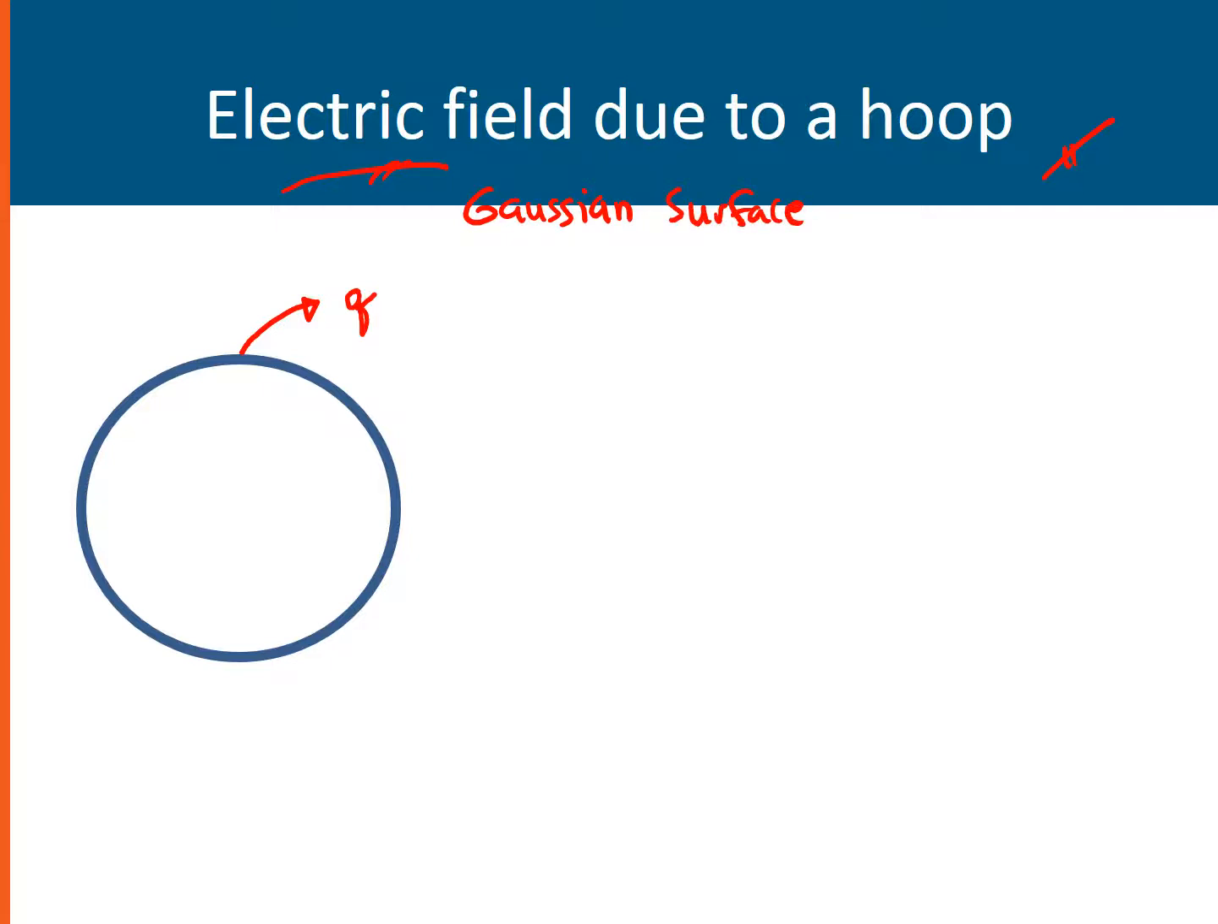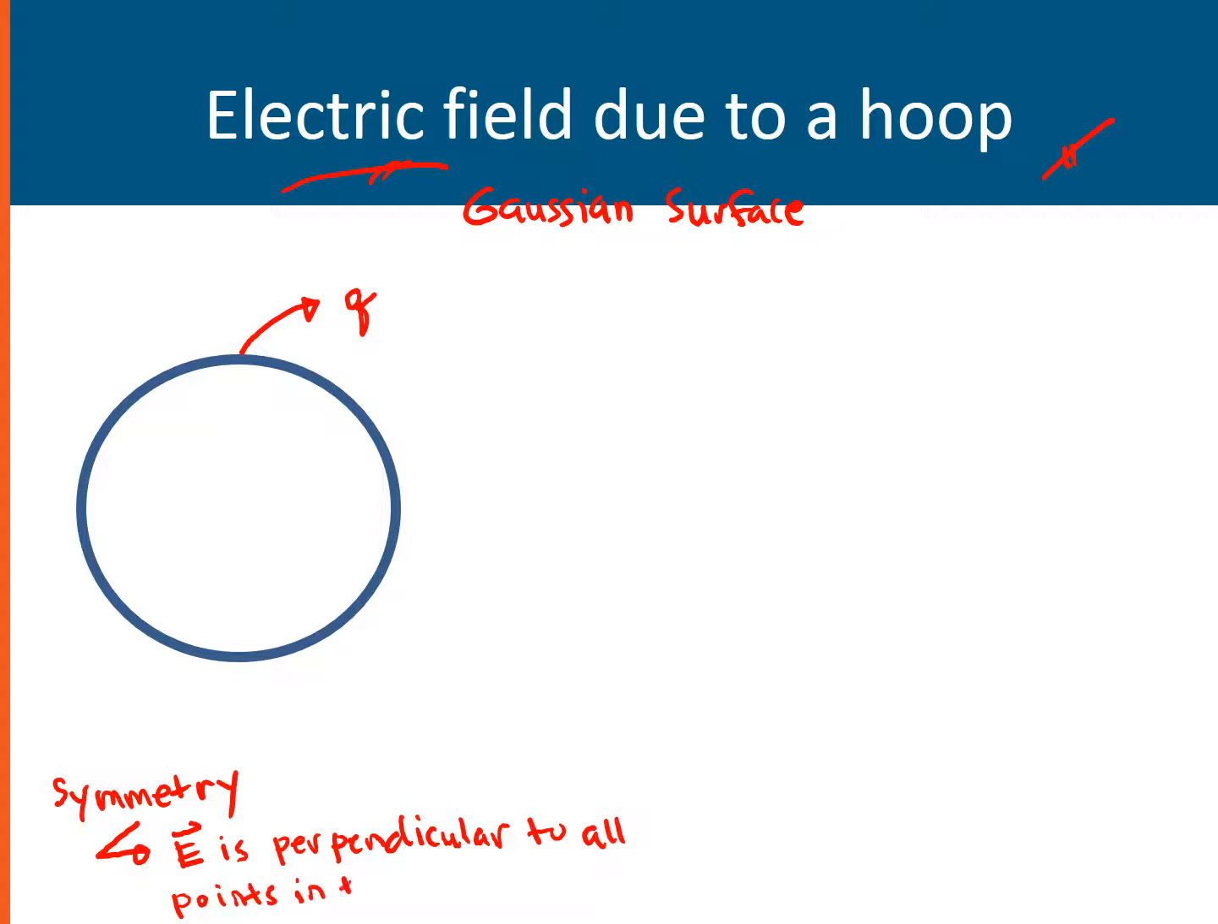And when we say symmetry, that means that in that Gaussian surface, the electric field is perpendicular to all points in the Gaussian surface.